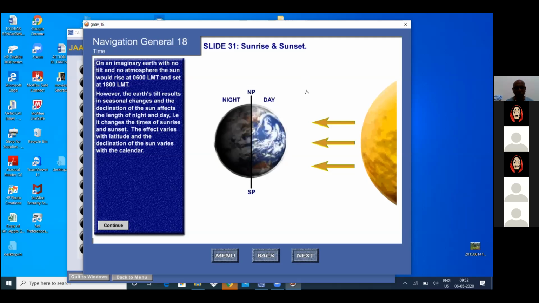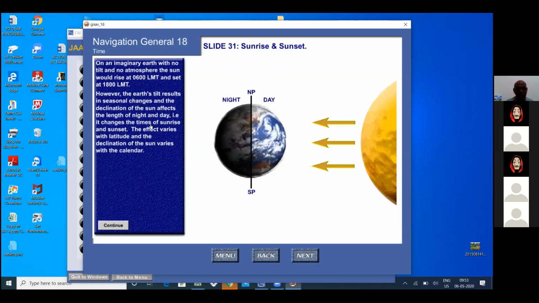Now let's start with this. On an imaginary earth, if there is no tilt, no atmosphere, the sun will rise at 6 o'clock and it will set at 1800 hours. But because there's no tilt, there won't be any seasons. The Earth's tilt is the one that gives us the seasons. If there's no declination, there's no season, right? So the effect varies with latitude, and the declination of the sun varies with the calendar. In case there was no tilt, you will have equal periods of day and night, no seasons. Life will be most uninteresting.